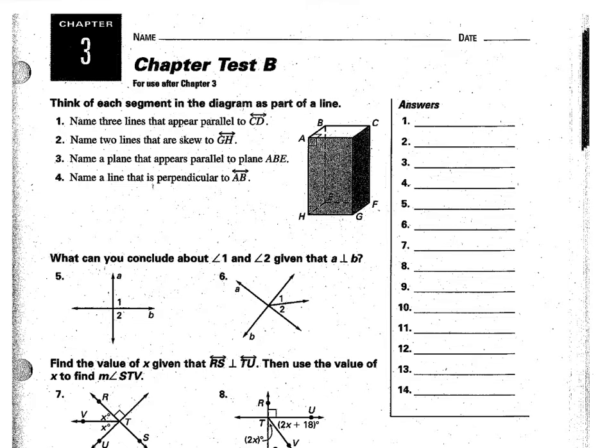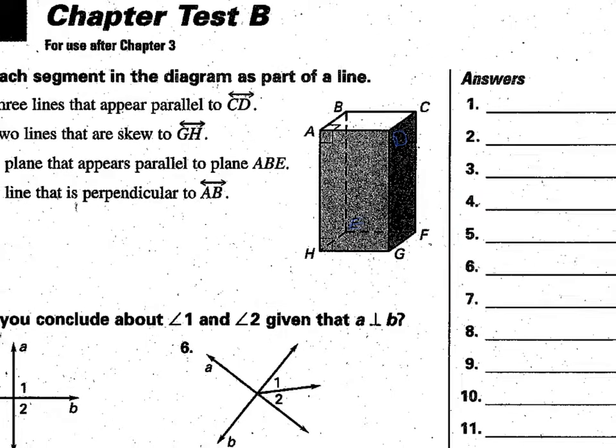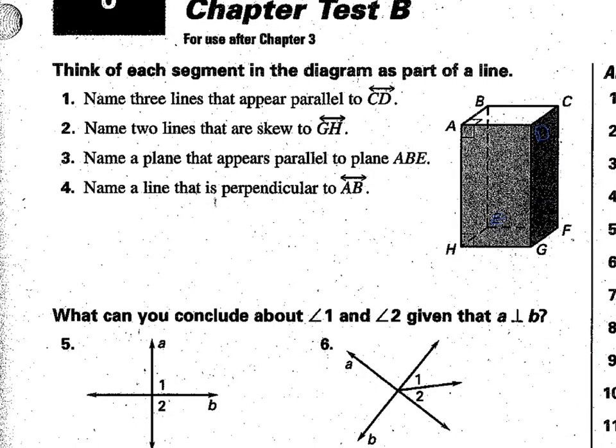We're going to take a look at this picture first and foremost. This would be point D here, and this is E down here. Maybe on your paper you can see it easily, but for the sake of our video, let's do it there. Okay, so number one, name 3 lines that appear parallel with CD. So if this is CD right here, name 3 lines.